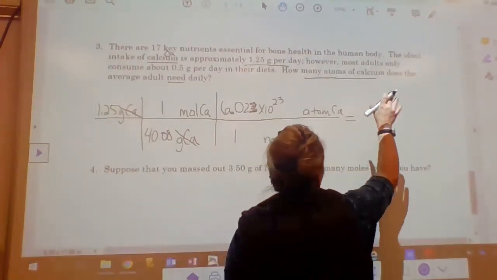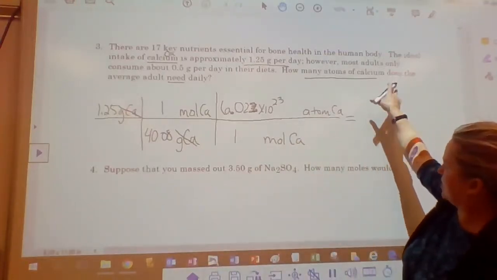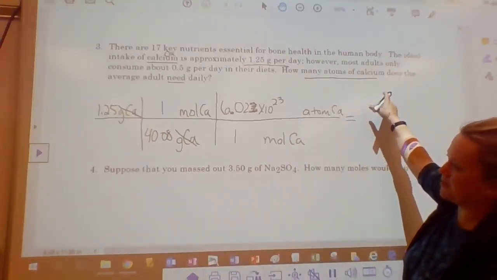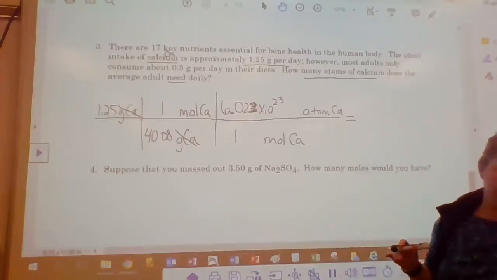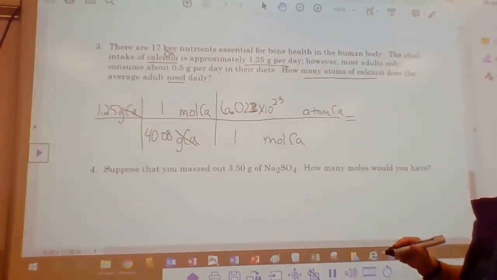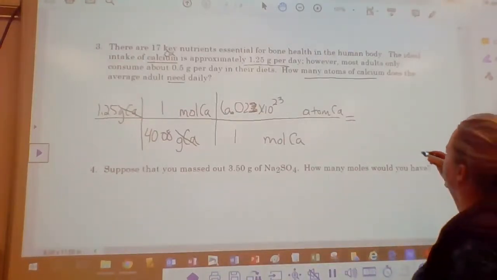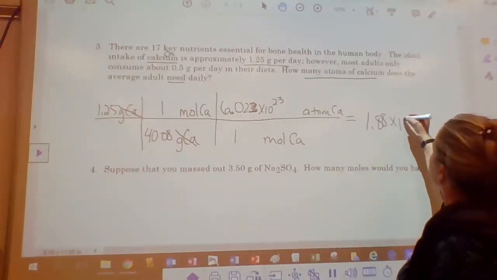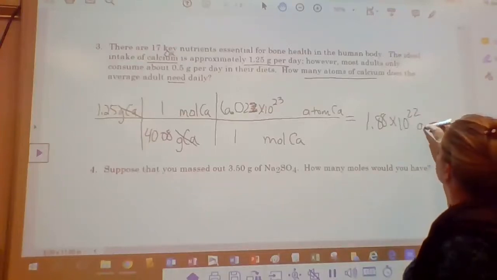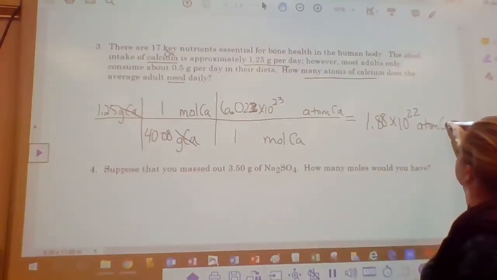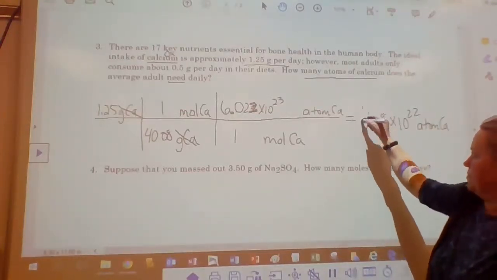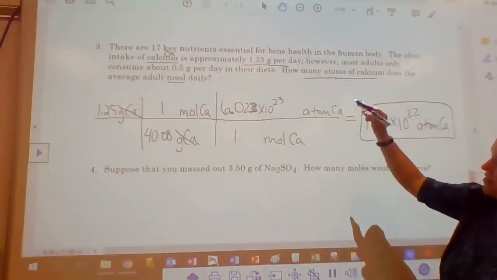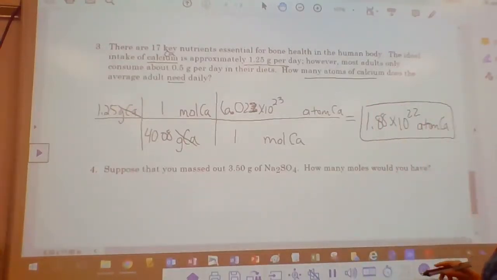When you do that in your calculator, you're going to have a number in scientific notation up top. You're going to divide it by 40.08, and you should come up with 1.88 times 10 to the 22nd atoms of calcium. Got the correct number of sig figs because I had 3 sig figs in my problem.